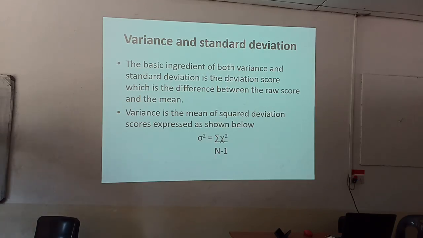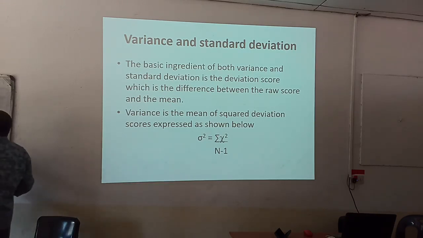Because the 61 is a central number, the numbers below it will be negative and the numbers above it will be positive. Positive and negative will cancel. Okay? So because of that problem, when you get these deviation scores, you always square them.